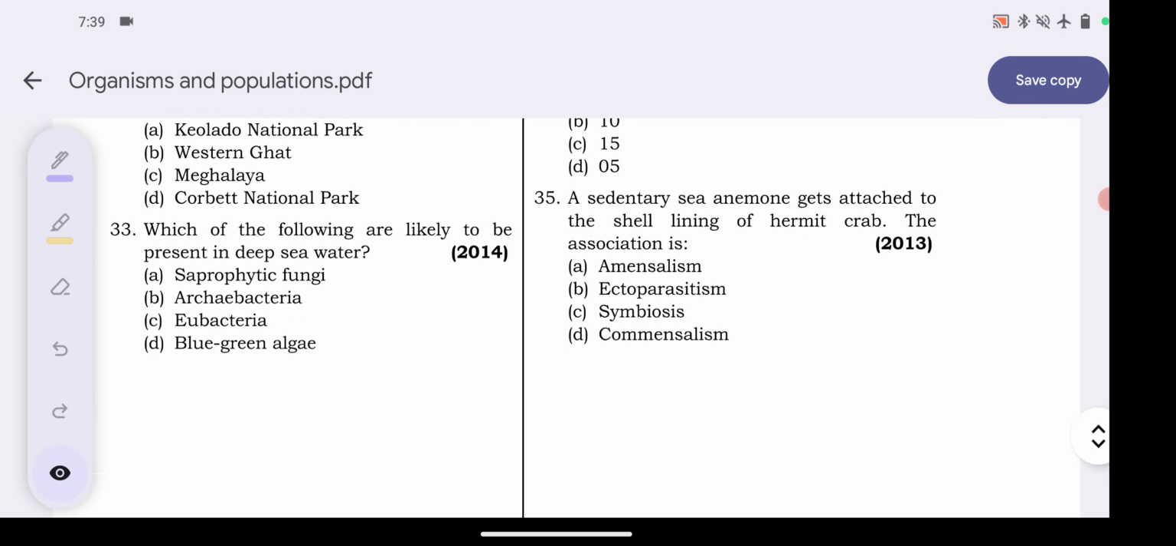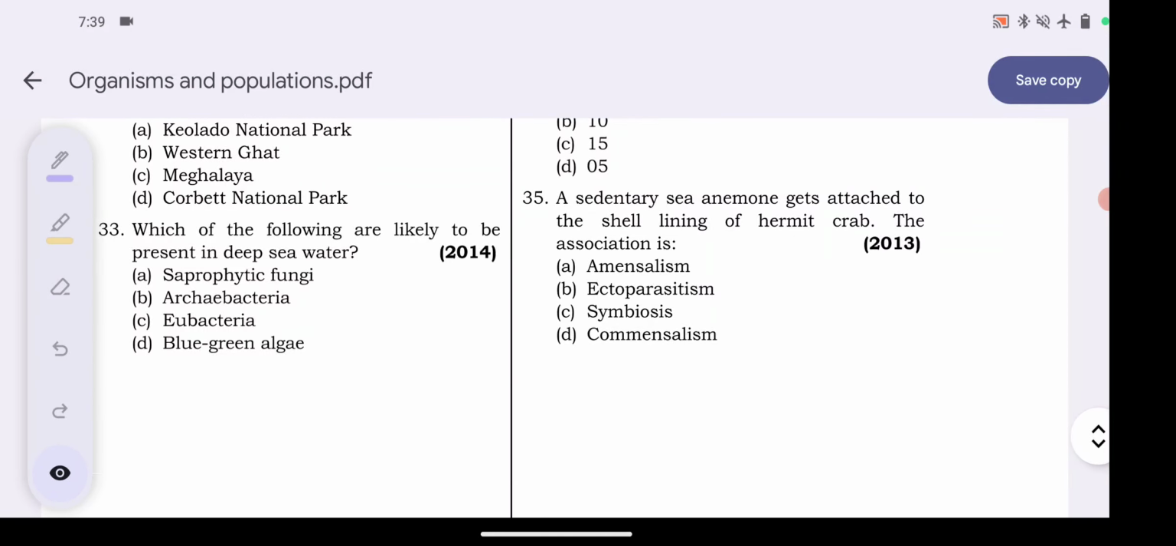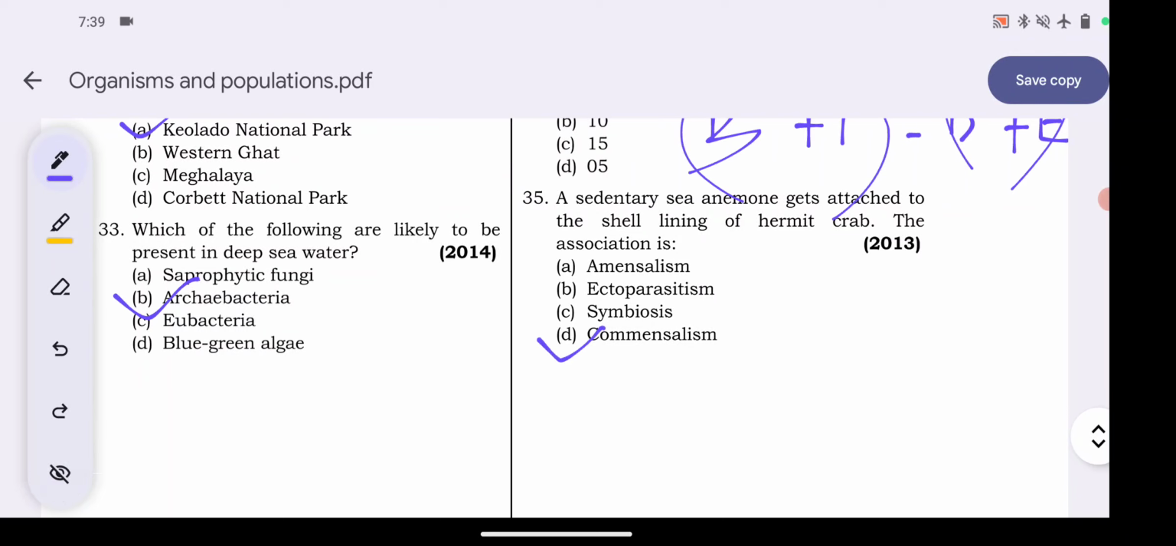Next, question number 35. Last question of this chapter. A sedentary sea anemone gets attached to the shell lining of a hermit crab. This association is: amensalism, ectoparasitism, symbiosis, commensalism. So here the answer will be option D, commensalism. Okay. And with this, we have completed all 35 questions of this chapter, Organisms and Populations.